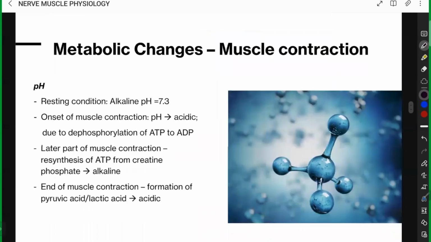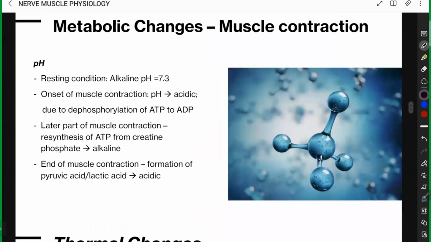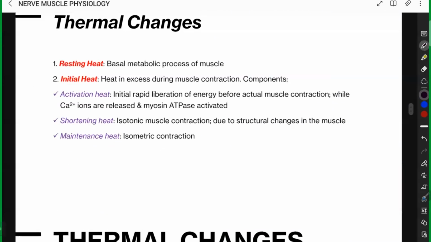Okay, pH: resting condition is 7.3. At the onset of muscle contraction it goes acidic due to dephosphorylation of ATP to ADP. Later, once there is resynthesis of ATP from creatine phosphate, it goes to an alkaline medium, but at the end of muscle contraction you will be producing pyruvic acid and lactic acid, all these things move towards an acidic environment. So now coming to the thermal changes.